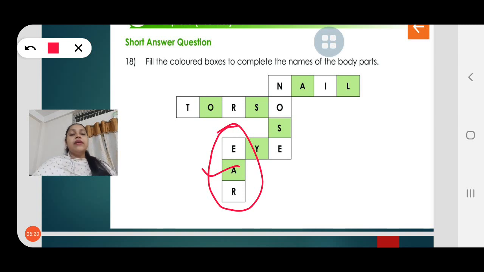So children, with this we come to the end of lesson number 3. After this video, I'll be uploading the answers of this lesson. You'll write it in the workbook itself. Okay children, I'll be sharing the answers and you'll write it in the workbook itself. So I hope it's clear. So children, let's proceed to the next lesson.